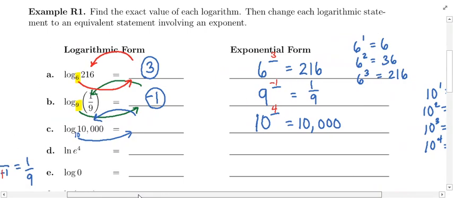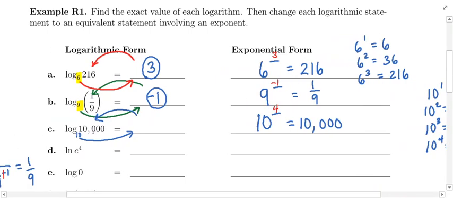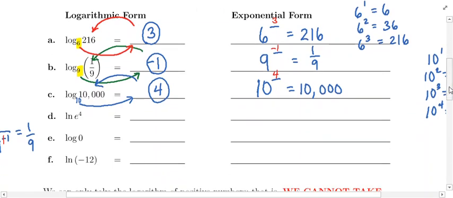Log base 10 of 10,000, or just log of 10,000, is going to be 4, because if you take the base 10 and raise it to the fourth power, you're going to get the quantity 10,000. In part D, you see ln of e to the fourth.